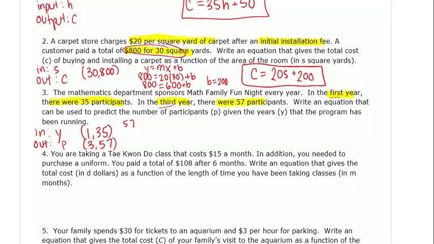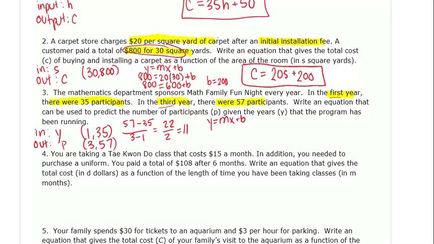We need to find the rate of change, meaning we need to find the slope: subtract your y's, subtract your x's. So 57 minus 35 over 3 minus 1, that's 22 over 2, which equals 11. So every year it's increasing by 11 participants. Now we need to plug things into y equals mx plus b because we need to know that initial value. I'm going to choose my smaller numbers.